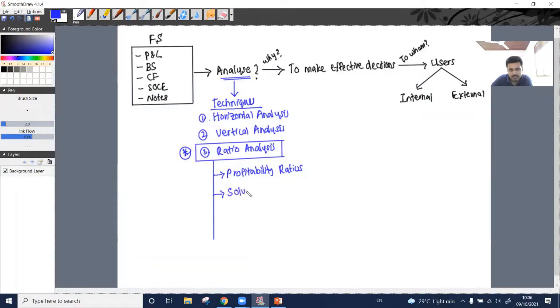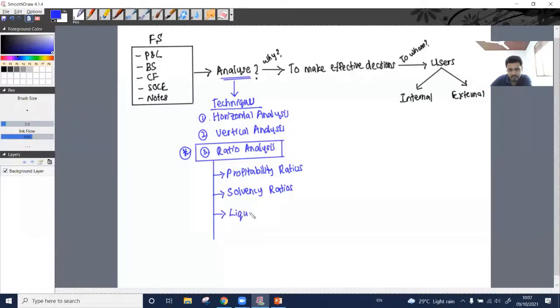Solvency ratios are there. Solvency ratios cover the ability of the company to pay off its debts. If we have taken loans and want an idea of how capable the company is of paying off those debts, we can refer to solvency ratios. That insight we can obtain by computing these solvency ratios. And what else?